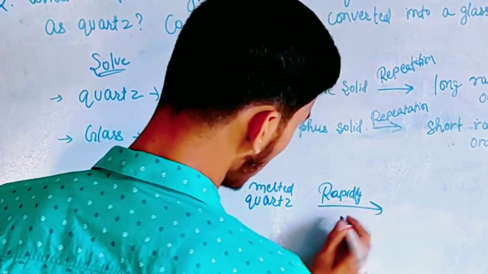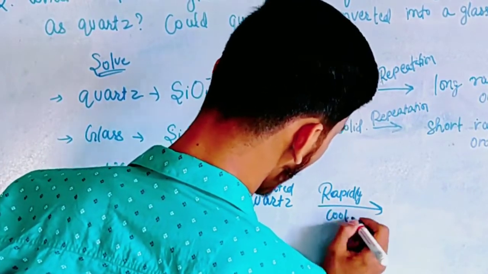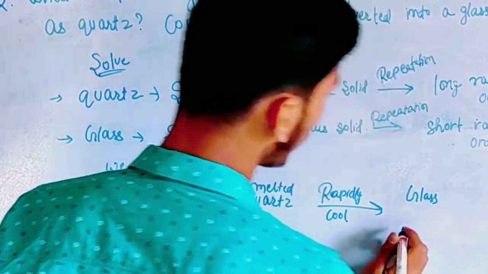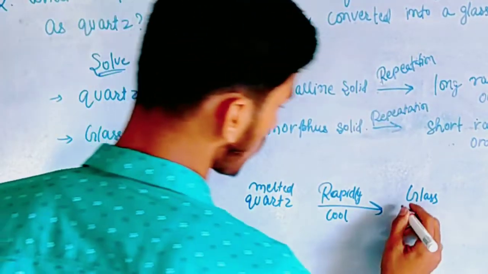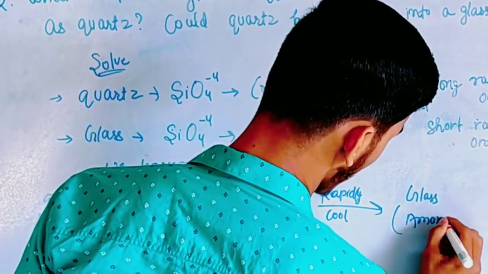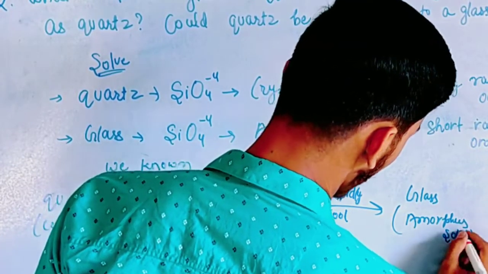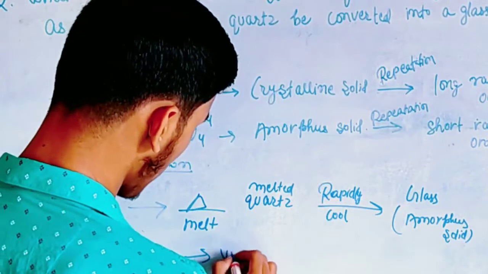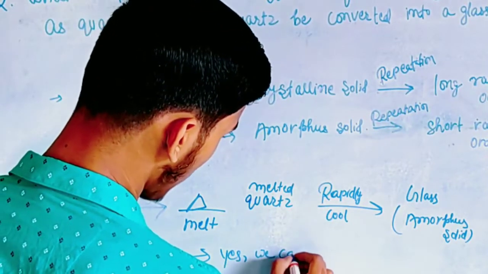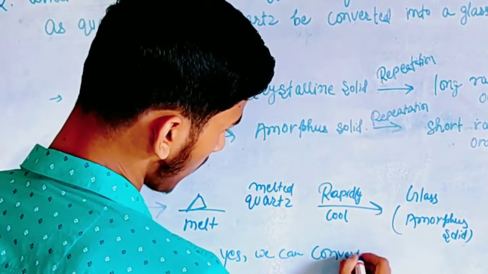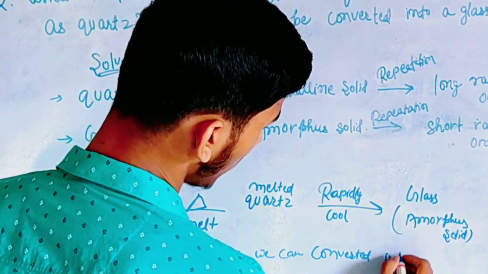Then we will rapidly cool it, then it will be converted into a glass. And we all know what a glass is. Glass is an amorphous solid. So we can say that yes, we can convert it into a glass.